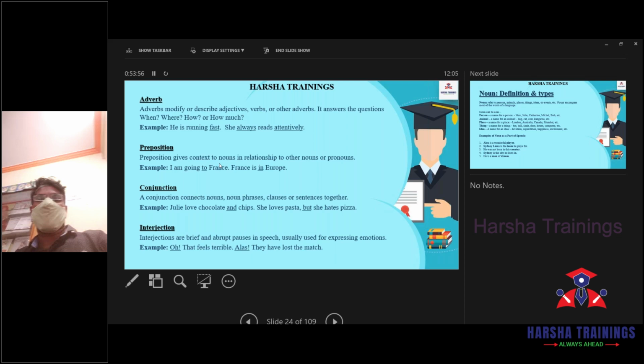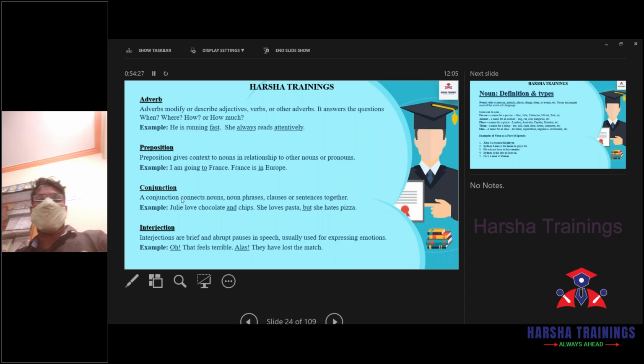He is running fast. How is he running? It is answering the how question, right? Fast. So fast becomes the adverb. She always reads attentively. How is she reading? Attentively. And when? Always. So always and attentively, both are adverbs. Yes? Clear? Right.